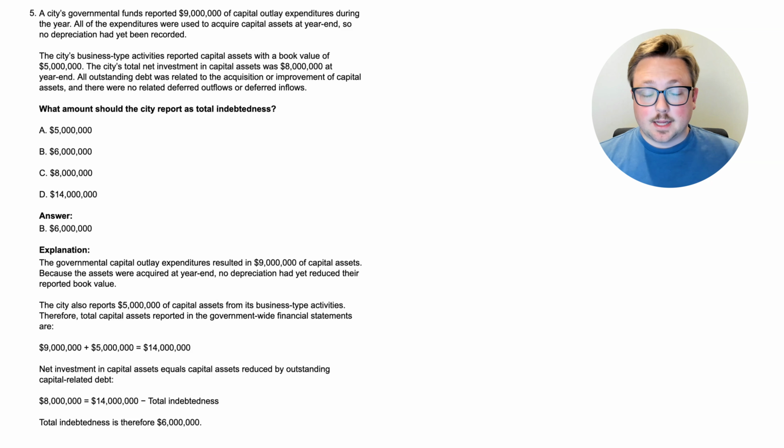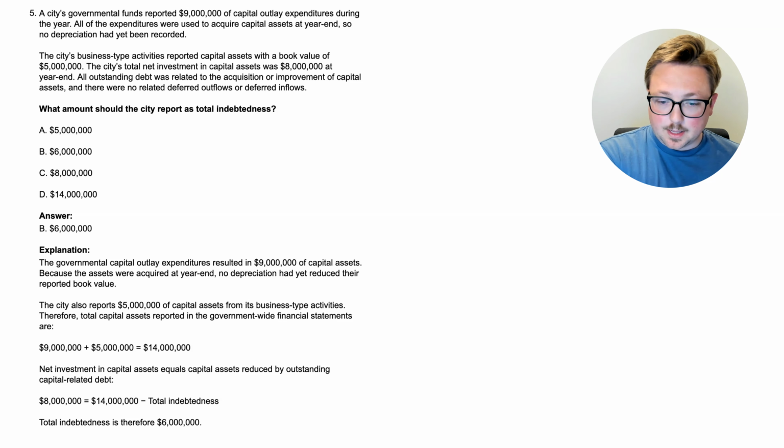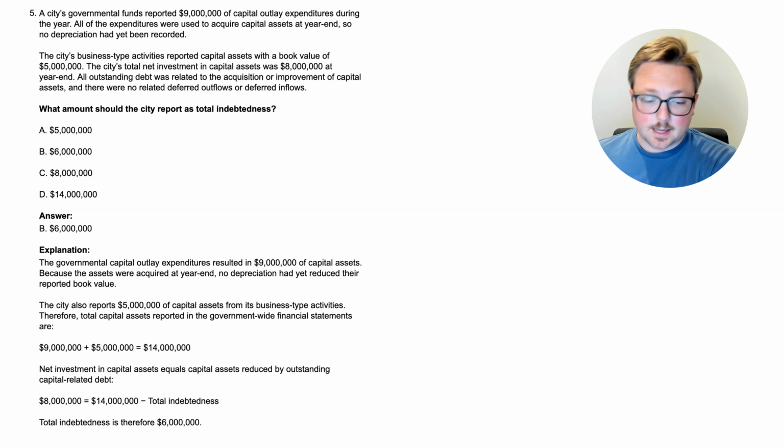Net investment in capital assets is equal to capital assets reduced by the outstanding capital related debt. So 8 million equals 14 million less the total indebtedness. And again, you can just move that around and figure out that 14 million less 6 million equals $8 million. So therefore the total indebtedness is $6 million.